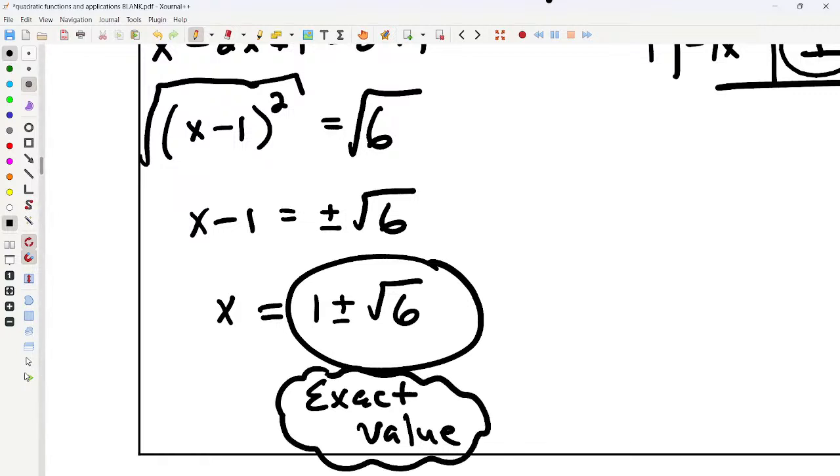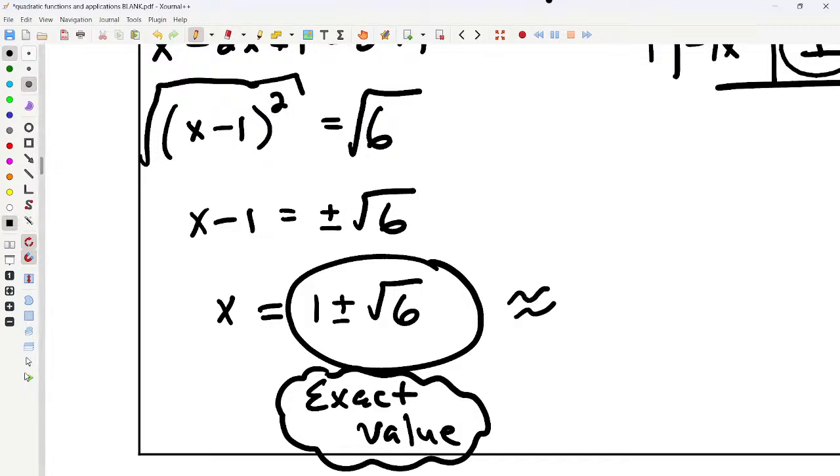In your homework, at least one question, if not more, will say, solve, give the exact solution. If you change that to a decimal, don't send me an email and say it's marking it wrong, because a decimal is not an exact answer. Those are your 2 exact answers: 1 plus the square root of 6 and 1 minus the square root of 6.